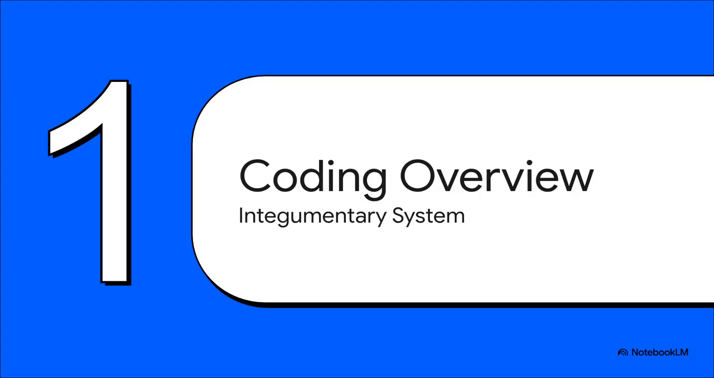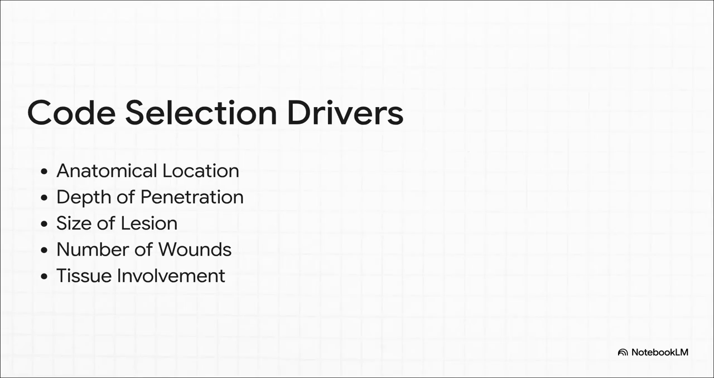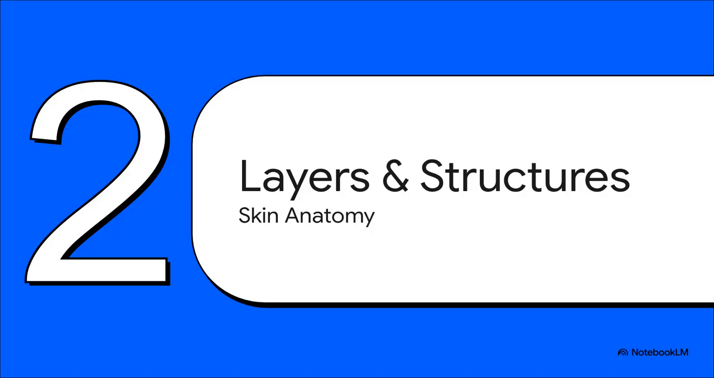Let's dive right in. Section 1, Coding Overview, Integumentary System. These 5 bullet points right here, they are your holy grail. When you are reading a patient chart or tackling a tough exam scenario, you must actively hunt for the anatomical location, the depth, the size, the number of wounds, and whether there's specific tissue involvement like infection or necrosis. These are the core drivers that dictate your accurate CPT and ICD-10-CM code selection. Seriously, if you're ever staring at a tricky multiple-choice question, these 5 elements are exactly how you eliminate the wrong answers.